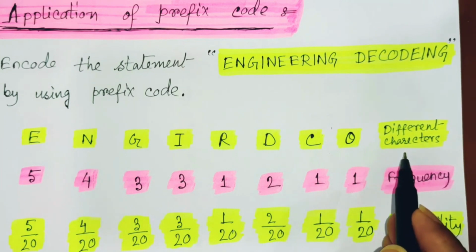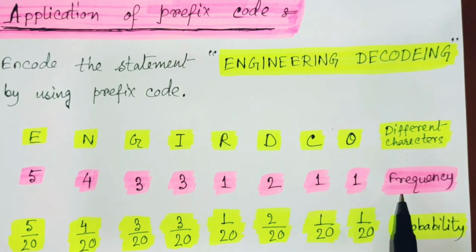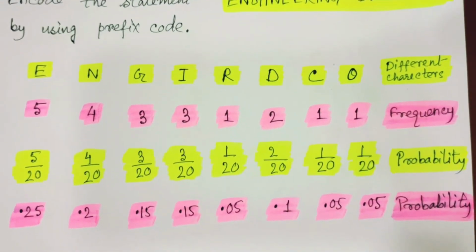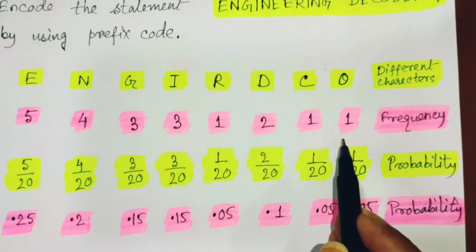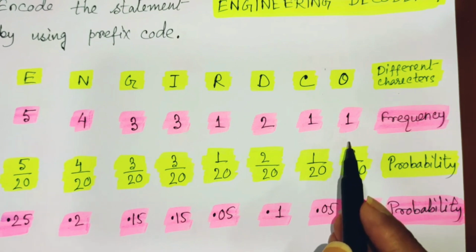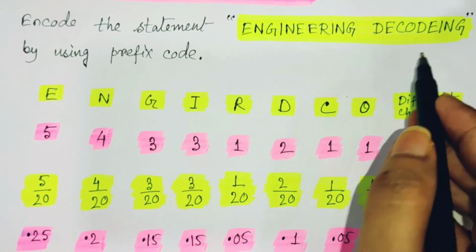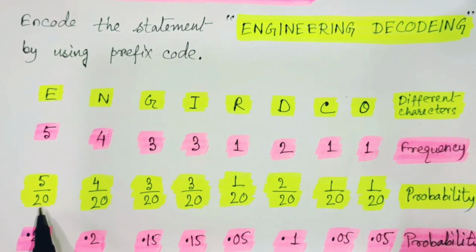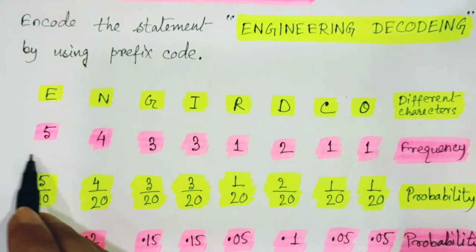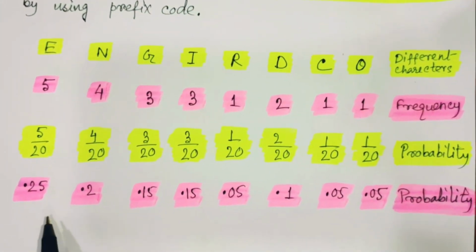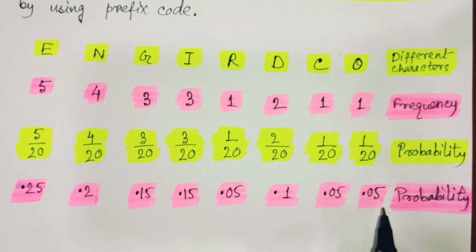So these are the different characters and these are the corresponding frequencies. So now we can find out the corresponding probability by dividing this frequency with the total number of data. Here in engineering decoding, total 20 characters are used. So its corresponding probability we shall find out just by dividing each and every frequency by 20, and in fractional form we can write down in this way, so that these are the corresponding probability for the given data.